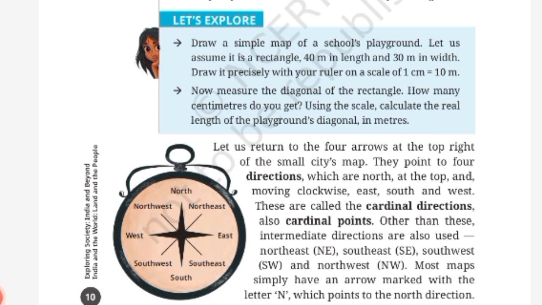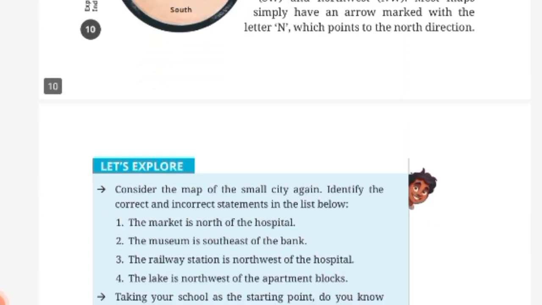Let us return to the four arrows at the top right of the small city's map. They point to four directions, which are north at the top and, moving clockwise, east, south, and west. These are called cardinal directions, as I told you in the beginning of the chapter. Also, the cardinal points. Other than these, intermediate directions are also used: northeast, southeast, southwest, and northwest. Most maps simply have an arrow marked with the letter N, which points to the north direction.